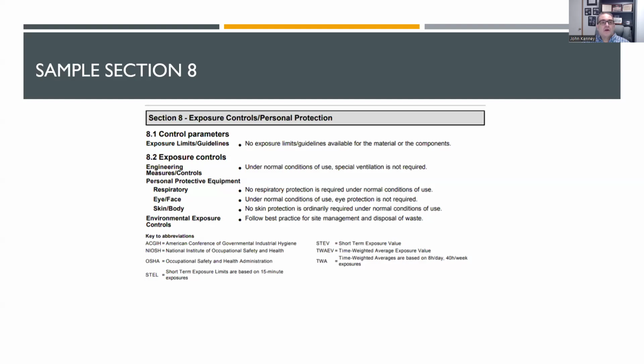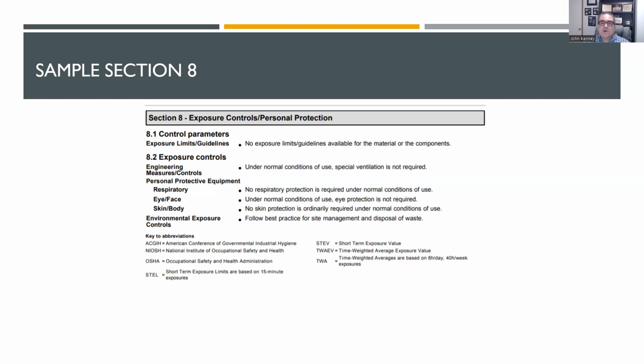So again, on this section example, control parameters, no exposure limit guidelines available for the material or the components. Exposure controls, under normal condition of use, special ventilation is not required. So what would that mean? Possibly if you were in an enclosed area, that would then require some sort of special ventilation because it's not normal. So again, if you get into a situation that is outside of what the recommendations are, you want to check with that manufacturer of what your upcoming condition is going to be and what recommendations may be.